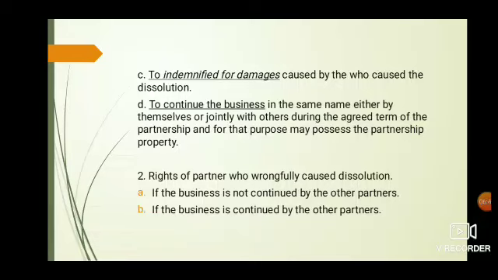For example, A, B, and C form a partnership for a term of 5 years. On the third year, B in bad faith decided to dissolve the partnership. In this case, it is B who wrongfully caused the dissolution of the partnership.